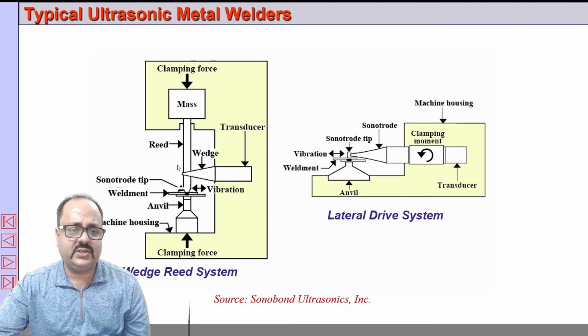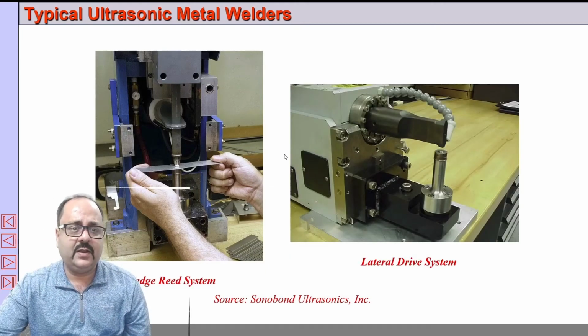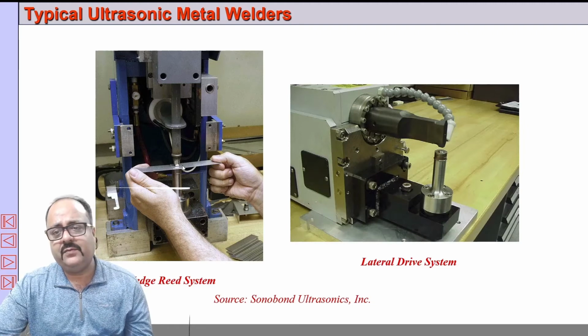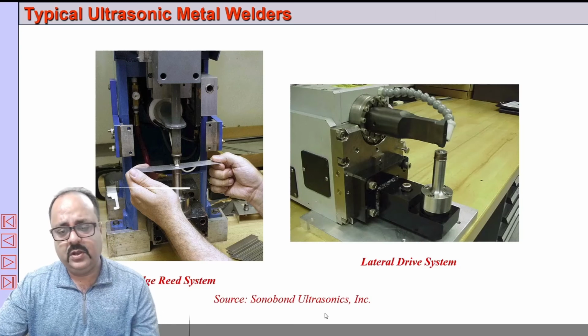So this is the wedge reed system, where you have a reed, the mass is transferred in this manner, and the compressive load is applied in this manner. And here we have a lateral drive system, where the compressive load is applied in this manner. In both figures you can see the coupling. The vibration is in the transverse direction. The time taken for welding is very less, and here the load is applied and the vibration will be lateral, a lateral drive system. The figure I have taken from Sonobond Ultrasonics Incorporated.